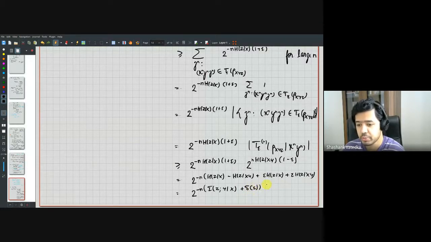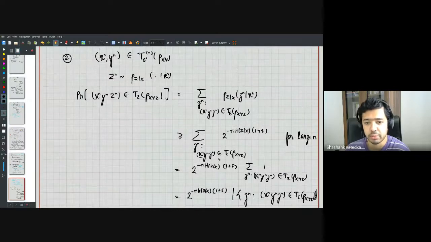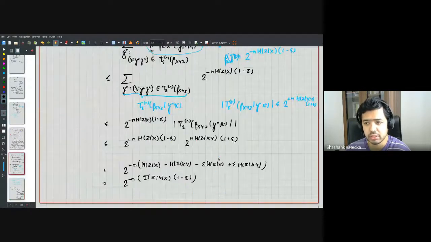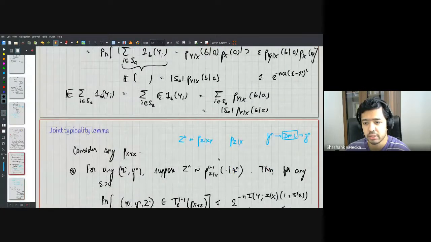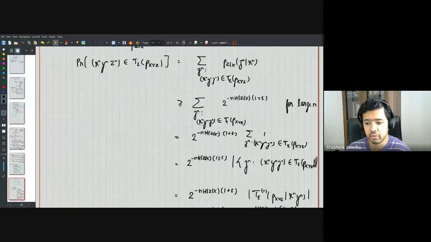As epsilon tends to 0, this quantity also tends to 0, because h of z given x and h of z given xy are both assumed to be finite. So again, we have a lower bound on the probability that all three sequences are jointly typical. And really, as I mentioned, the right way of interpreting this is in the following way.